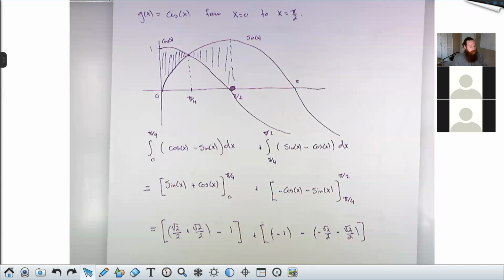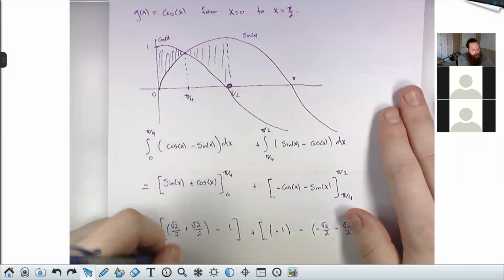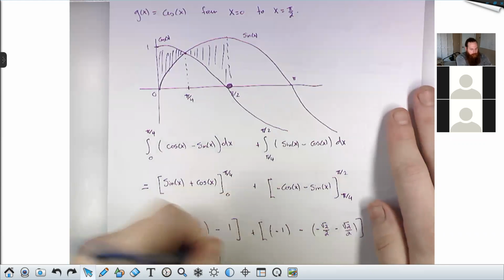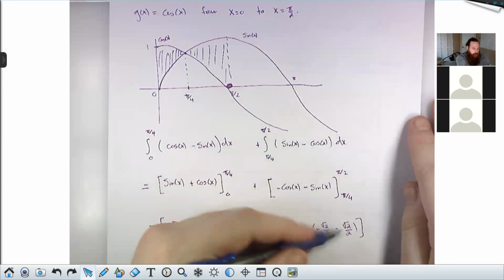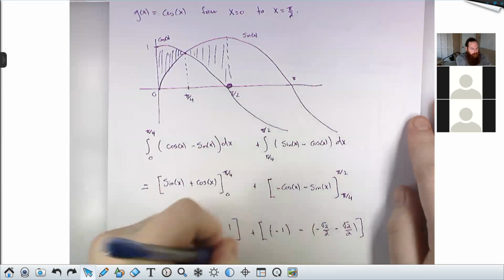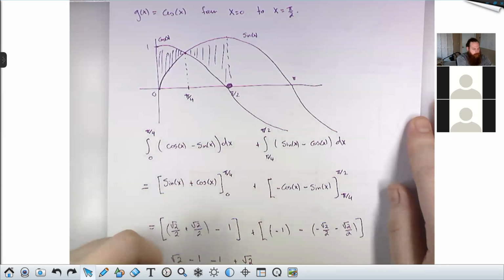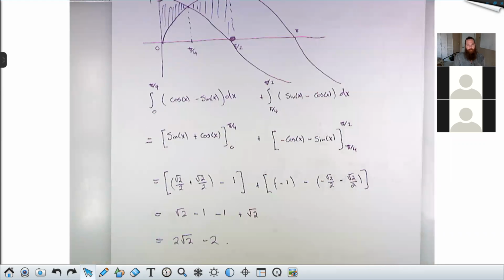So now we want to combine all our like terms. Root 2 over 2 plus root 2 over 2, that's just root 2. So this is root 2 minus 1. Minus 1, here if you subtract these, negative root 2 over 2 minus root 2 over 2 is negative root 2. With this minus it becomes a positive. So altogether we have 2 square roots of 2, and then minus 1 is minus 2. So not terribly complicated.